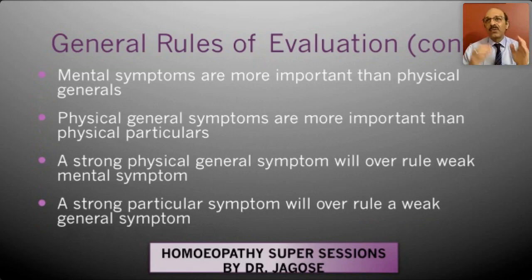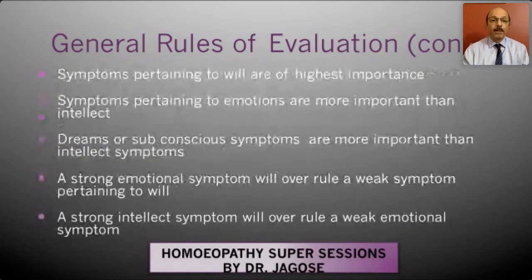So as I told you, you have to see the value, see the gradation. Whatever is stronger will overrule the weaker. So these rules and regulations, as I repeat, are not fixed watertight compartments. They have to be moved according to the case at hand. What are the highest importance? What are the lowest importance? So therefore, a strong physical general symptom will overrule a weak mental symptom, and a strong particular symptom may also overrule a weak general symptom.